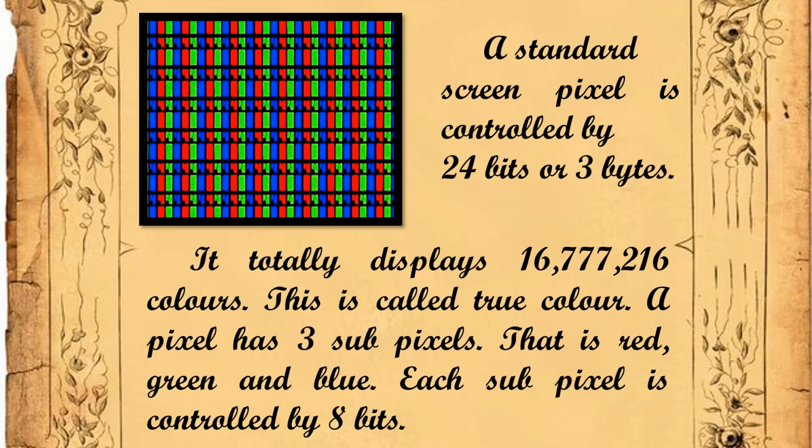Pixel is further divided into 3 subpixels as you can see in the image. That is red, green and blue. These are the primary colors and all other colors can be viewed by varying the intensity of these 3 colors. Each subpixel is controlled by 8 bits. Therefore, each subpixel red, green and blue will have 2^8 individual intensities or 256 individual intensities.